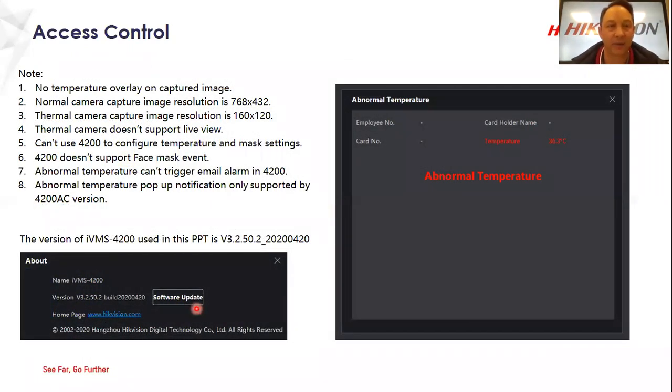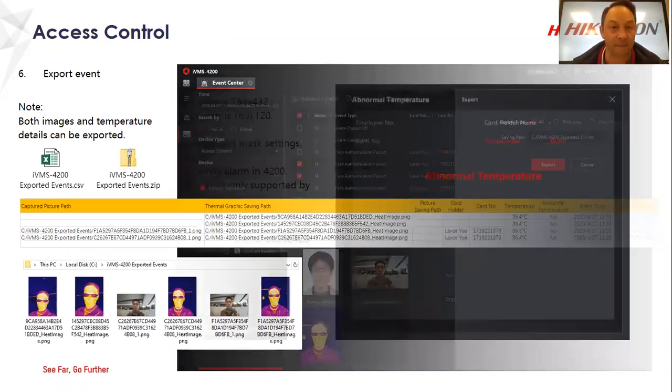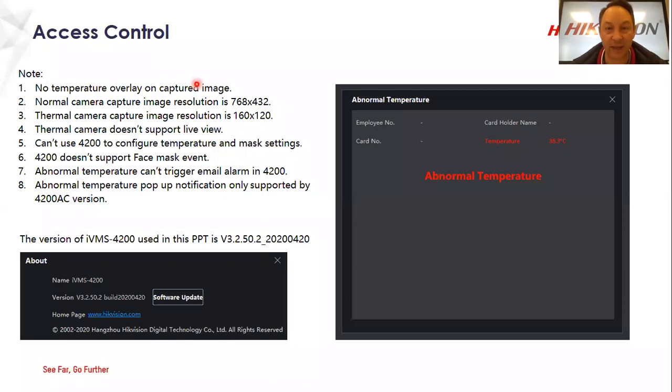A couple of notes that are quite important when it comes to the 4200 and access control. No temperature will be overlaid on the captured image. So if I go to the previous slide, you can see these images captured, whether the optical or the thermal, there's no temperature information on the actual capture. So don't go look for it. It will not be there. It's not a function in there. Your temperatures are in your lists like this here. Okay, so no temperature overlaid on the captured image.